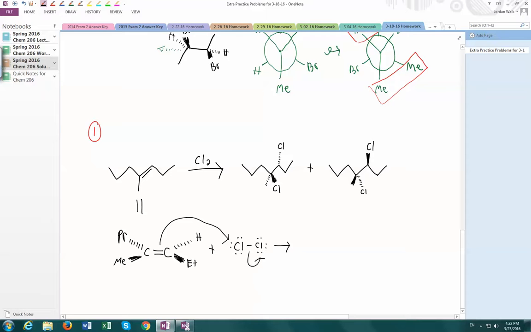And so what we'll end up with, if we're going top face, is a 3-membered ring that looks like this. And so what's happening to all those substituents as our chlorine comes in from the top? They're getting pushed down. All right, so they'll look like that.